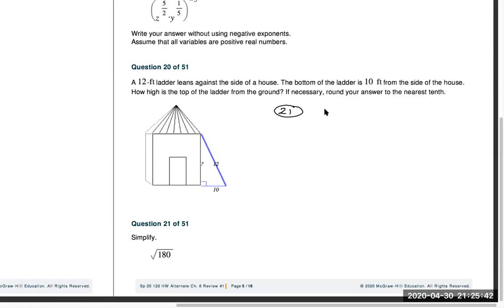So you have square root 180, and 180 is not a perfect square. When you're simplifying a radical, essentially you just don't want to leave any perfect squares in the radicand as factors. So what we're going to need to do is prime factor 180.